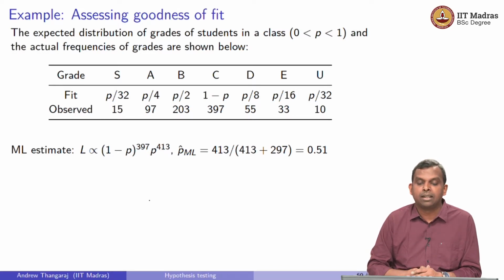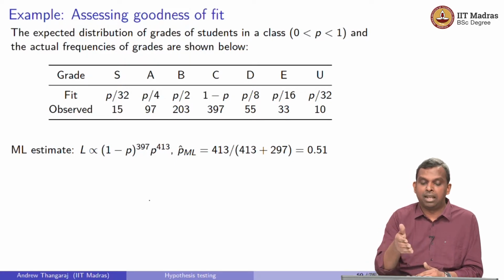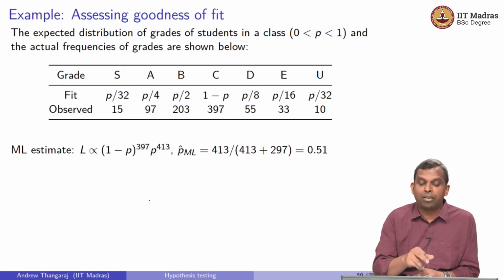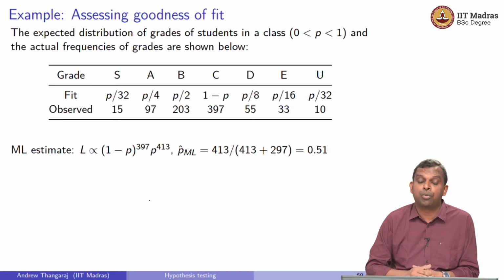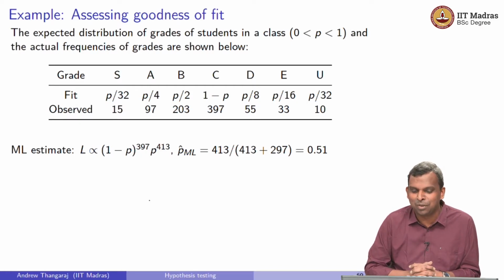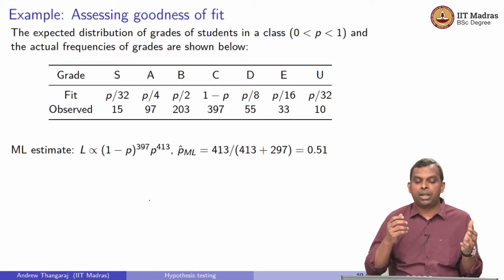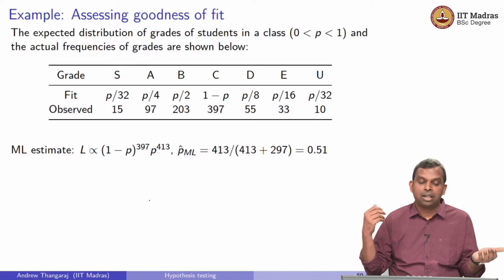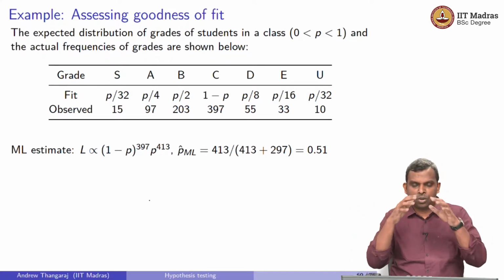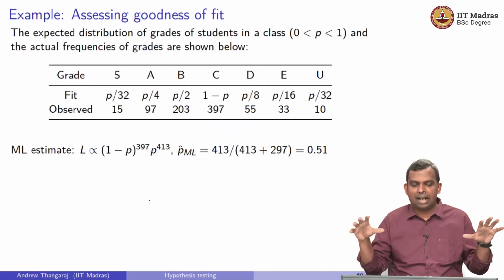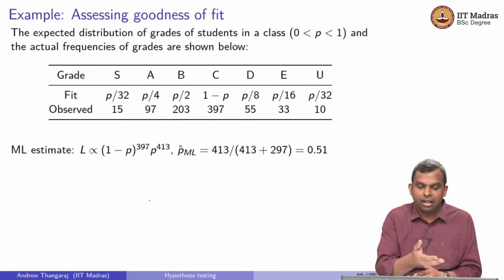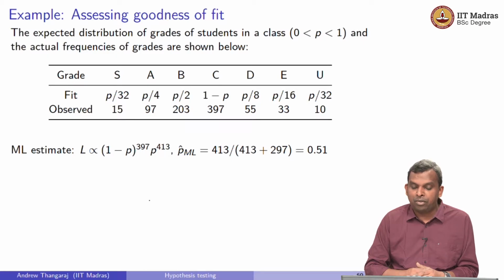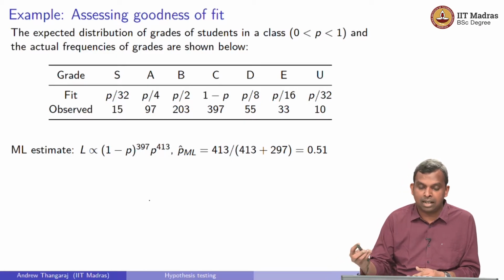You expect that the distribution of grades in a class, from S, A, B, C, D, E, U, is going to have this distribution. There is a parameter P in the distribution. The probability of someone getting a C is 1 minus P, and then for B it is P by 2, D is P by 8, E is P by 16, U is P by 32, A is P by 4, S is P by 32. So we are expecting people to have different grades, and in one particular class there are 810 students.